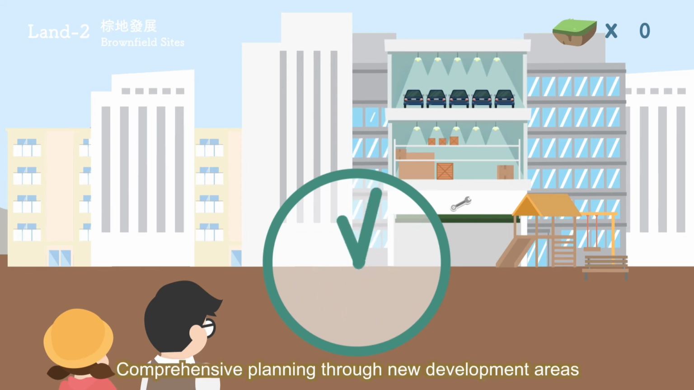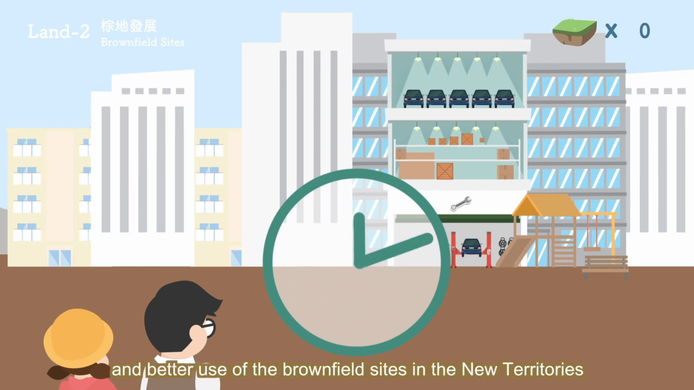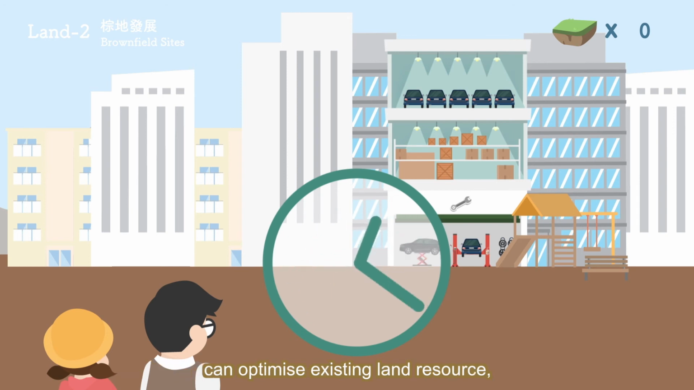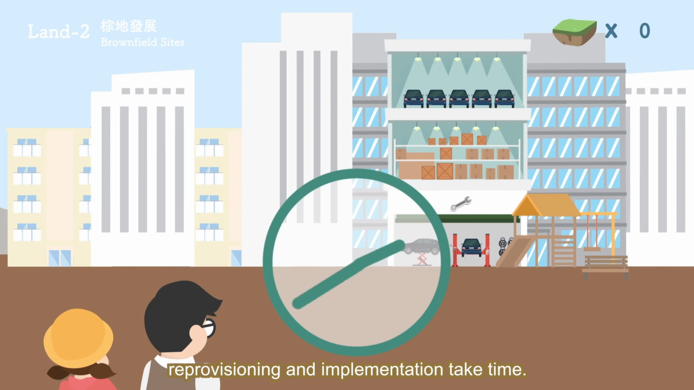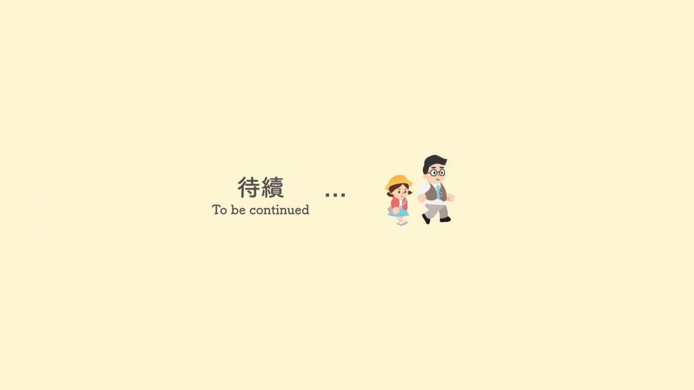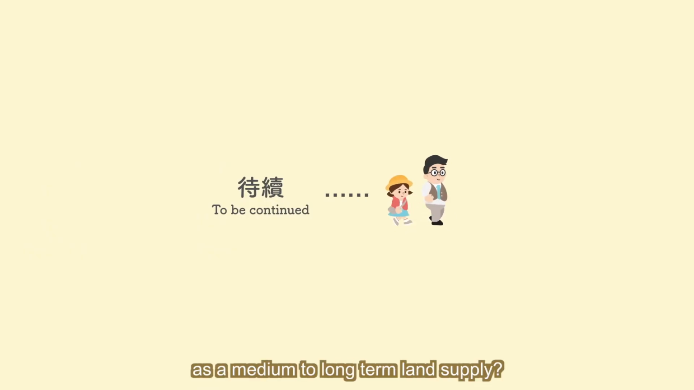Comprehensive planning through new development areas and better use of brownfield sites in the New Territories can optimize existing land resource. But land resumption, reprovisioning, and implementation take time. Do you support these measures as a medium to long-term land supply?